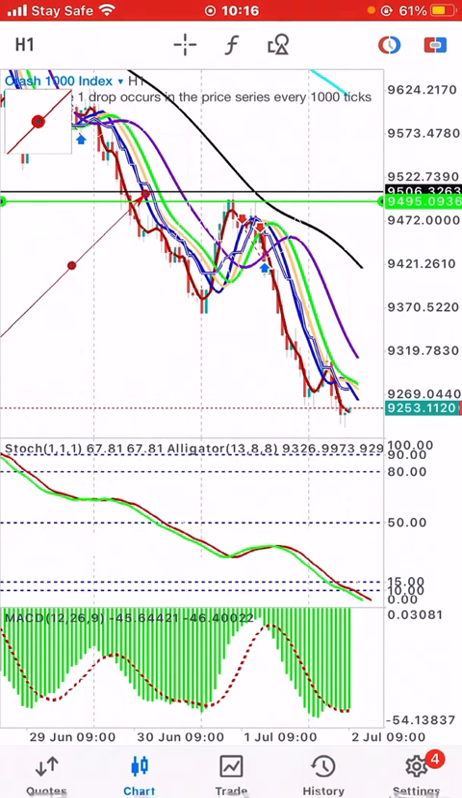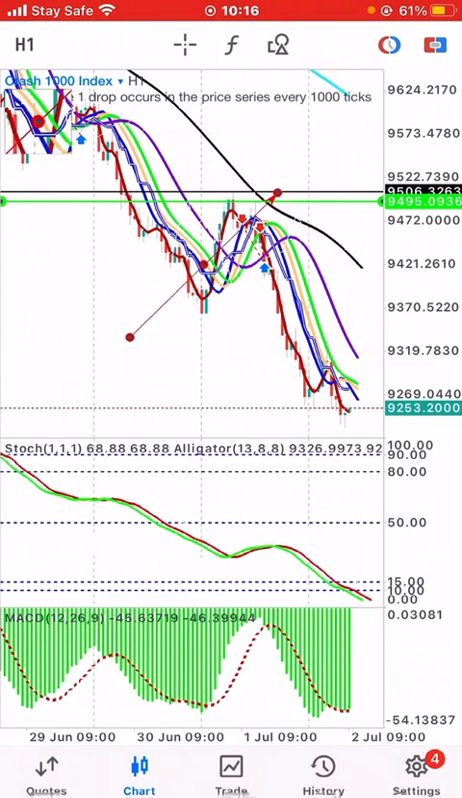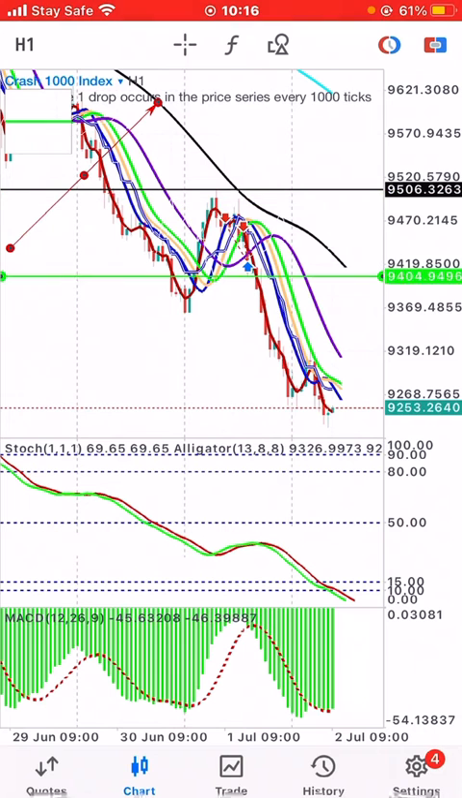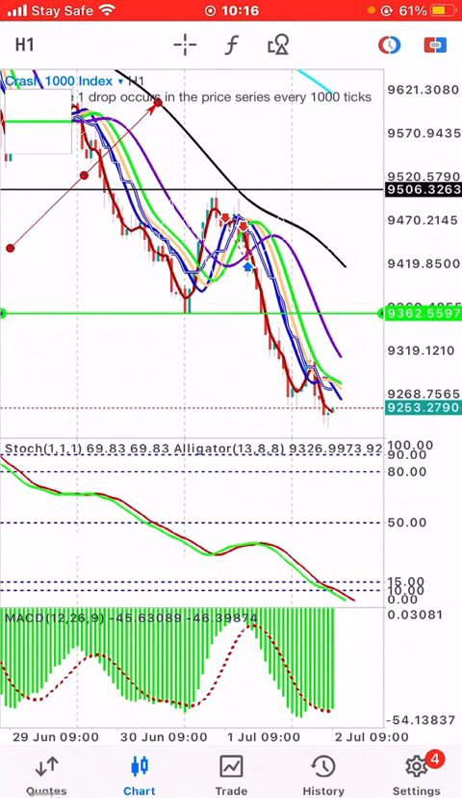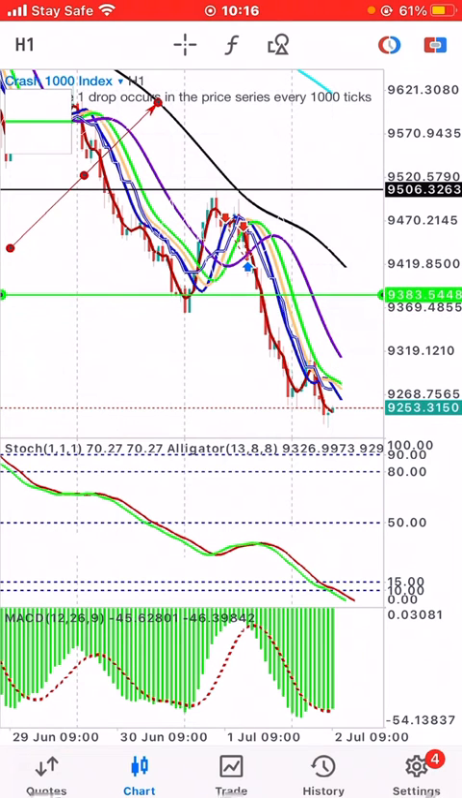This area I highlighted, I want to see a rejection, with the points rejecting one another at this area. That is what I want to see. After that, I'll just target this swing low, and you can target 2 to 1. You can go for 1 to 1 risk to reward.